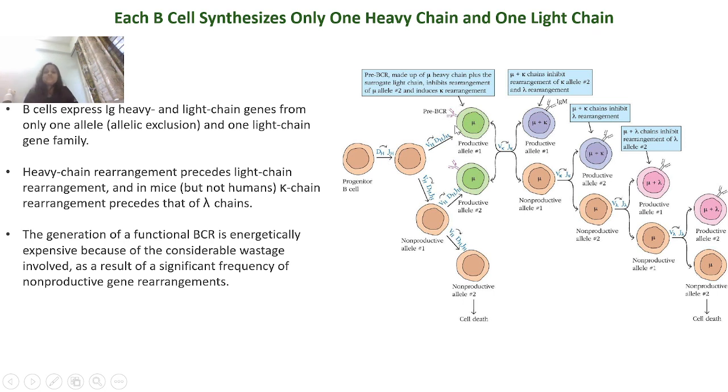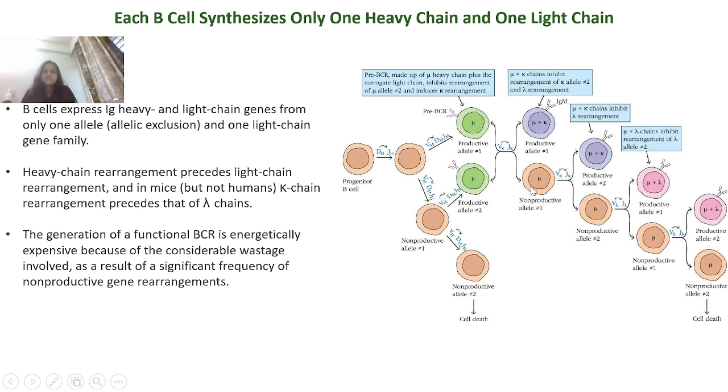Here again, in case of the light chain rearrangement, V and J will join in both cases, and here you can see again it can form a productive allele where all the joining has taken place correctly, and it is then having an IgM.